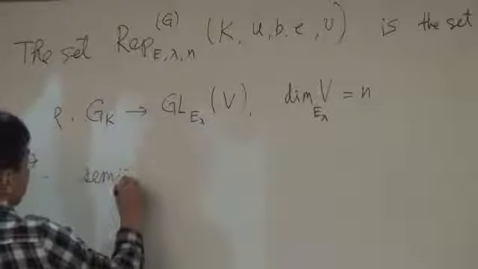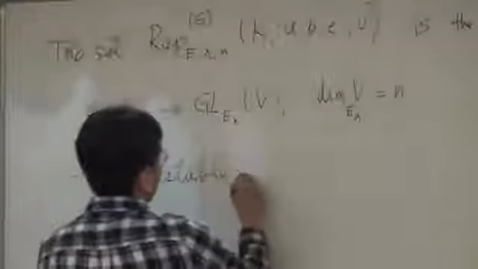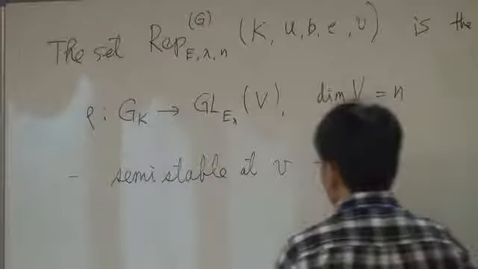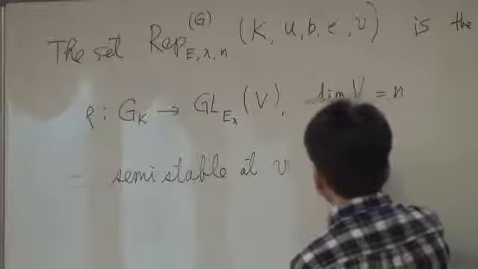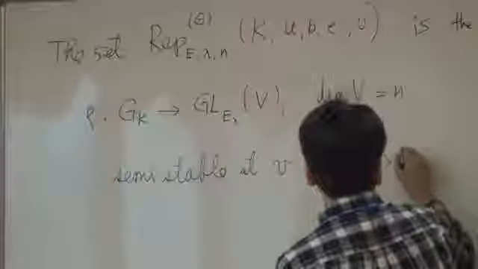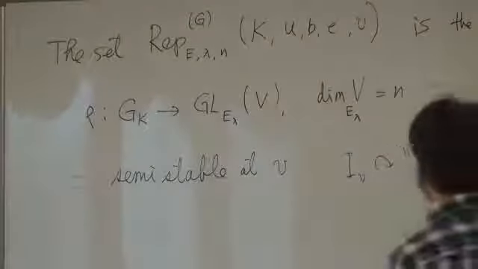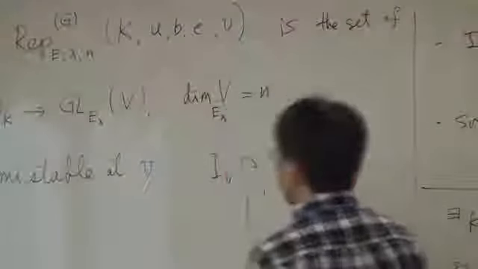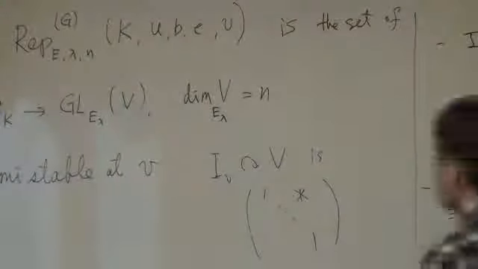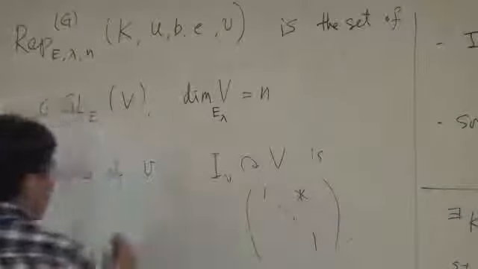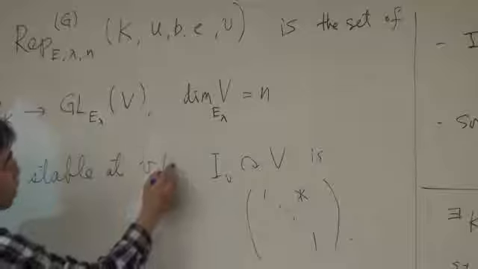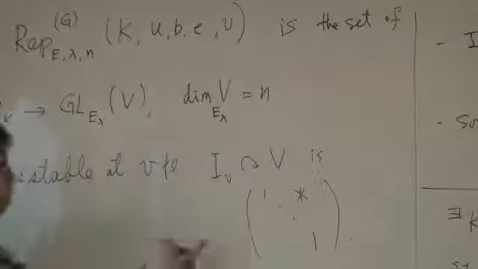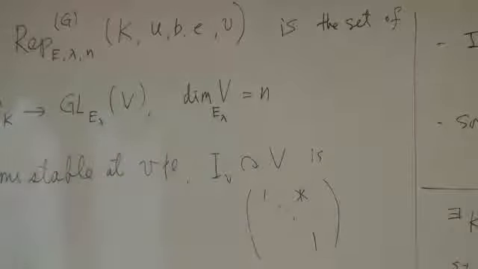Semi-stable. At v, this means that the action of the inertia is unipotent. So this v does not divide l. In this case, semi-stable means that the inertia action is unipotent.